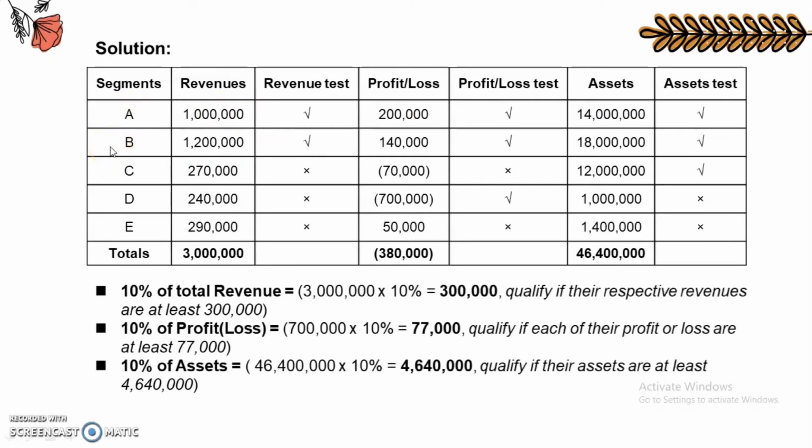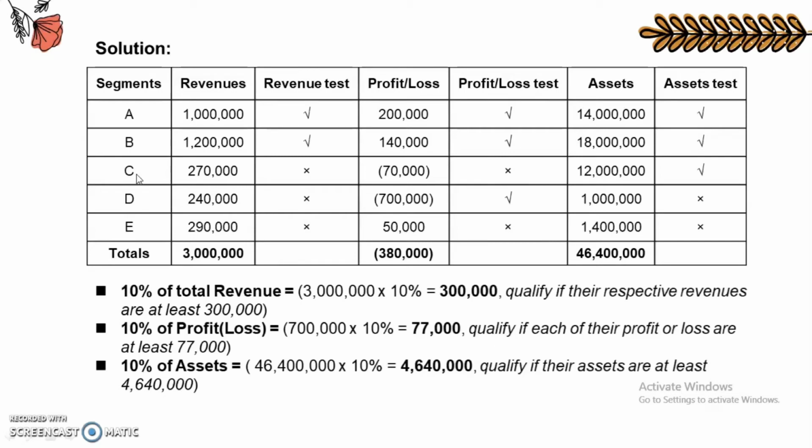For profit or loss test naman, imumultiply yung 10% sa may pinakamataas na amount in absolute terms. I-ignore lang ang negative value ng losses, kaya 770,000 yung ginamit kasi yun yung pinaka-malaki. Ang qualify lang dito ay ang segment A, segment B, at segment D. And lastly, sa asset naman, qualify lang ang segment A, B, at C. Kasi ang asset lang nila ang at least 4,640,000.